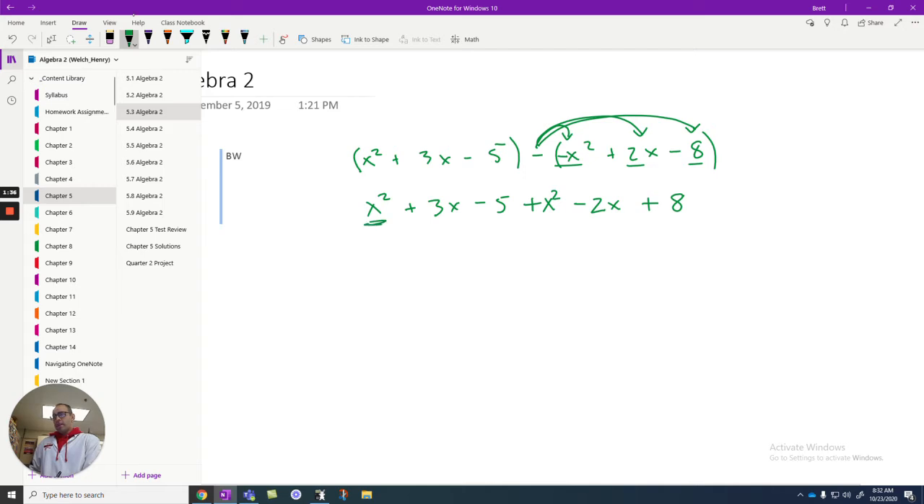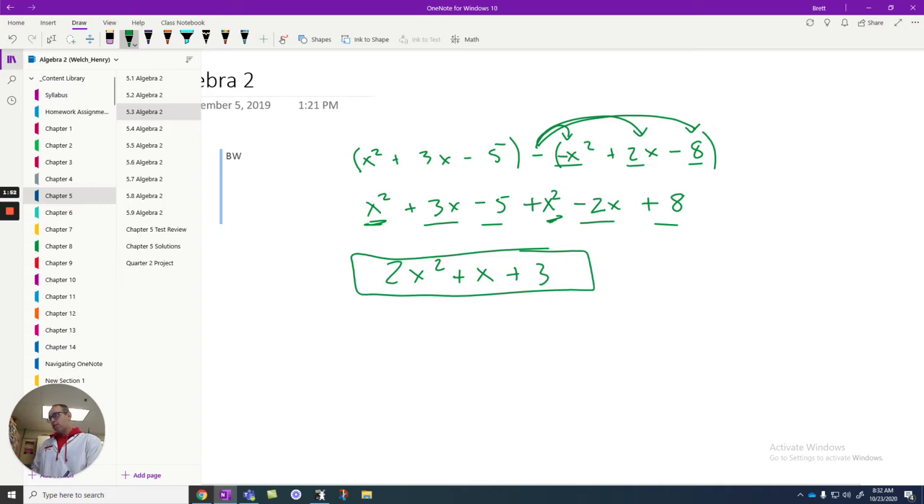And I'm looking for an x squared and an x squared. Plus x squared, that's going to be a 2x squared. I've got a positive 3x and a negative 2x. Those would combine to make a positive 1x. And I've got a negative 5 and a positive 8. That's the same as plus 3. And there we go. So the first part of your assignment is about adding and subtracting polynomials. After that, it becomes about multiplication.